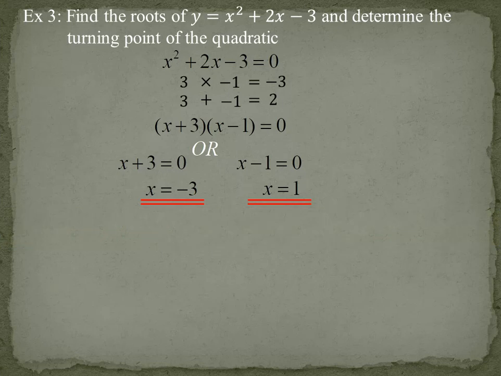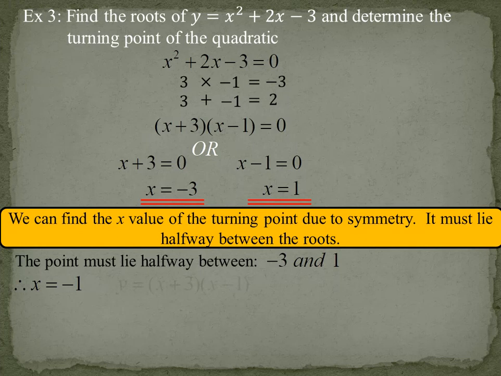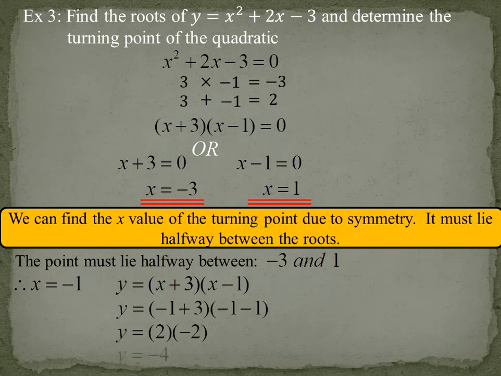Now, a key fact I mentioned back in the review, your turning point is always halfway. The x-coordinate of the turning point is always halfway between the two roots that you have, if you have roots. So we can find the x value by just asking what value lies halfway between -3 and 1? Well, that is x equals -1. We then sub that into our equation, either the factorized form or the original, to find the y coordinate, thus giving a turning point of (-1, -4). So again, using our knowledge about the roots and the turning point.